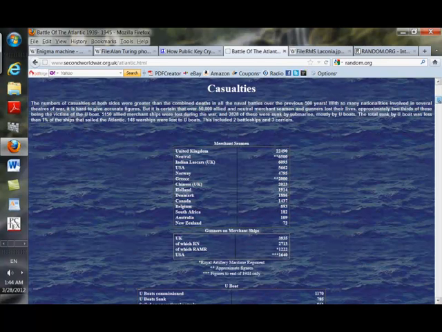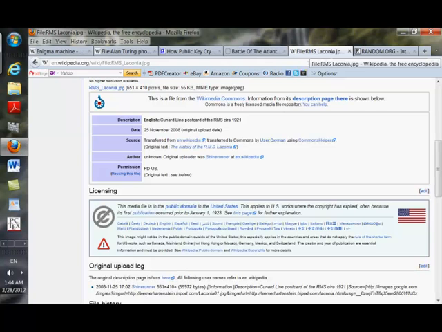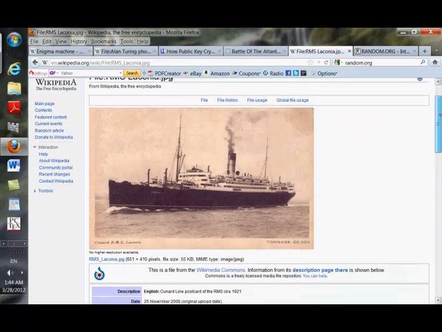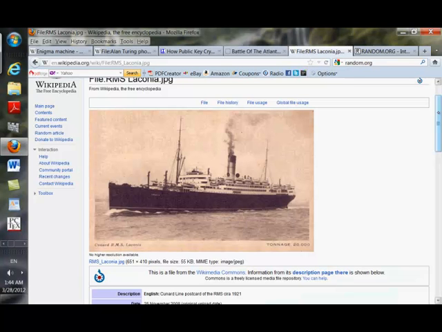However, there was one remarkable incident, the Laconia incident, where that passenger liner, which was thought mistakenly to be a trooper because it was zigzagging and also had guns, actually aft. This was a Cunard liner.